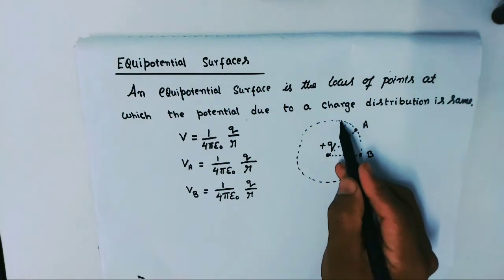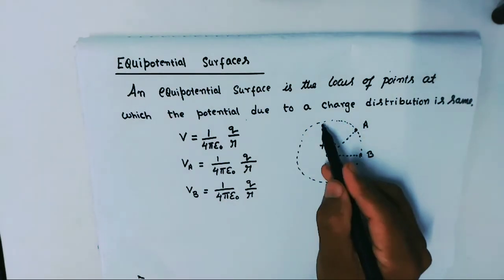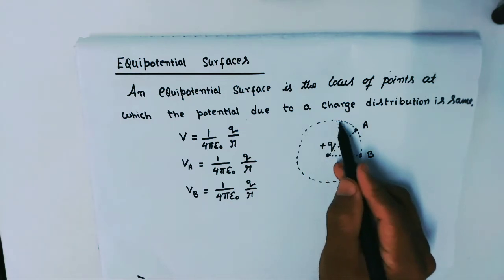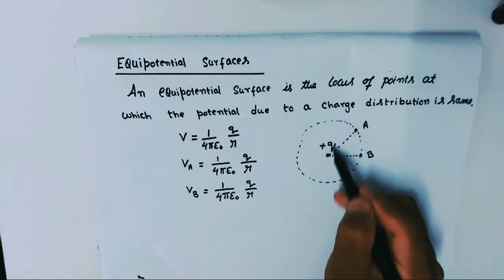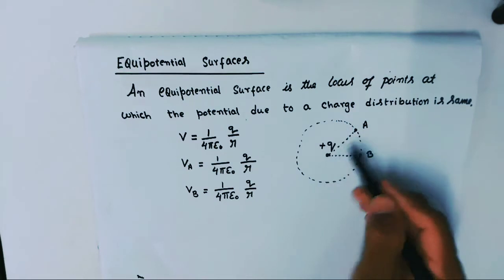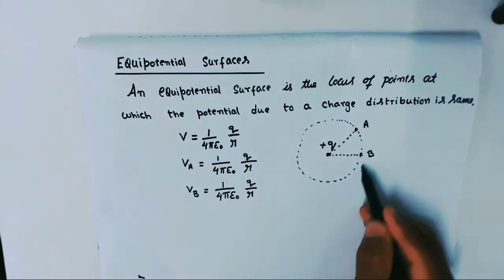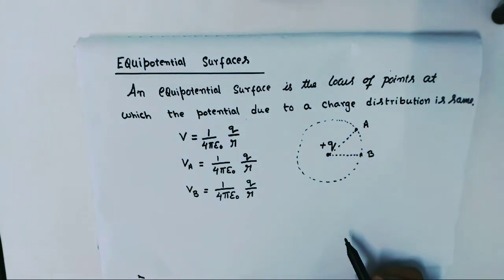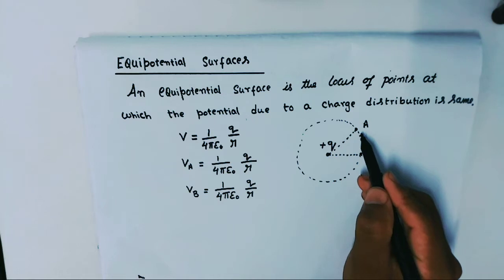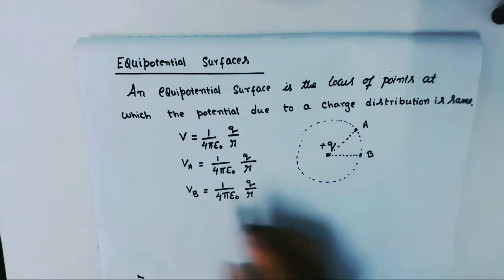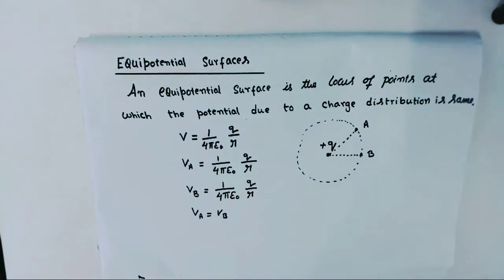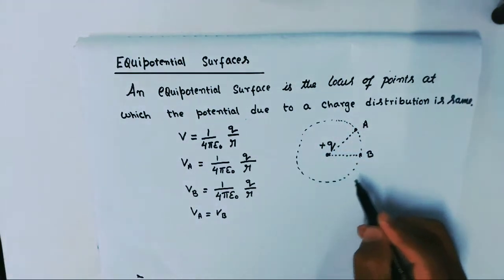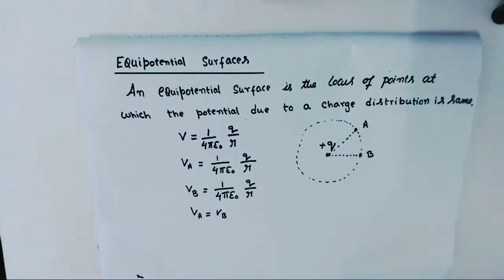Suppose if we choose another point, say C, then another point D, all points will have a distance equivalent to R from plus Q. So each and every point on this surface will have the same potential. As we can see from here, for these 2 points A and B, VA is equal to VB. So this surface now represents an equipotential surface.